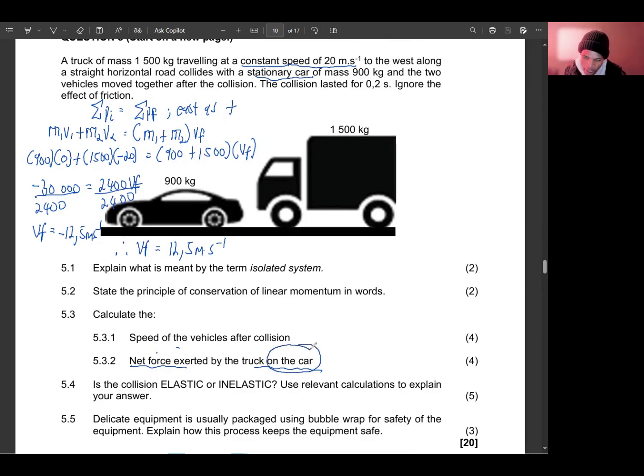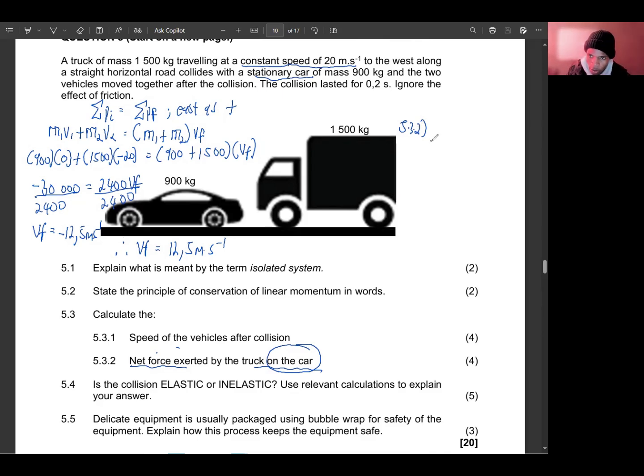They say on the car, this is based on what the car is experiencing. So it simply means it would be best to just calculate using the one that is experiencing the force, right? So it's the car that is experiencing the force from the truck. We know that, again, applying Newton's third law, the same force that the truck is exerting on the car is the same force that the car exerts back on the truck, right?